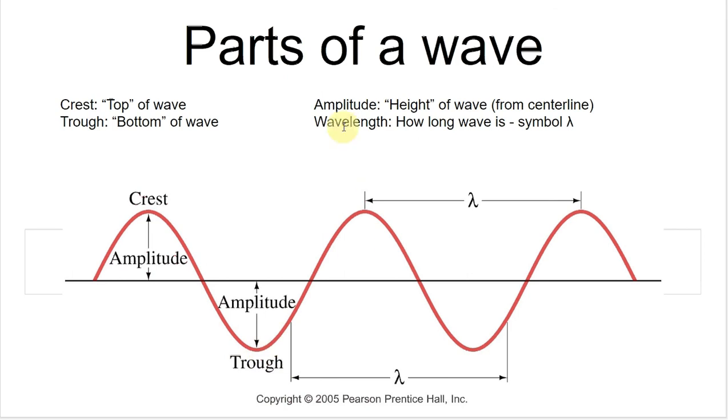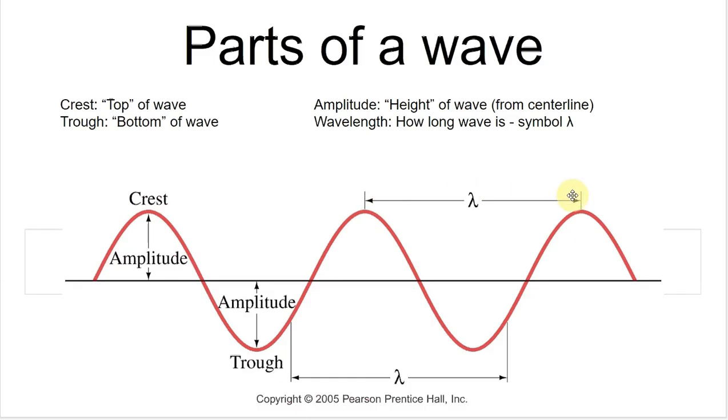And then finally, wavelength, believe it or not, is the length of a wave, how long it is. It is represented by the symbol lambda. It is a Greek letter lambda, which looks sort of like an upside down Y or like a funky H, but it is a lambda. And the wavelength, how long the wave is, can be measured from any two corresponding points on a wave.